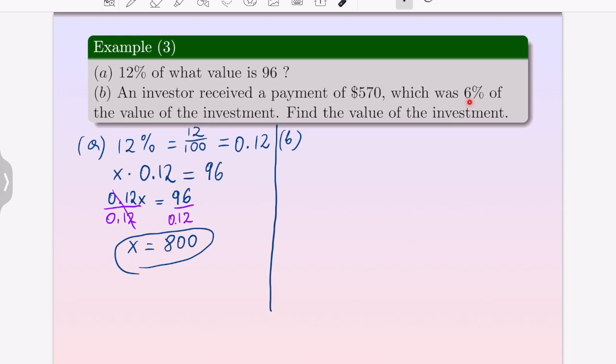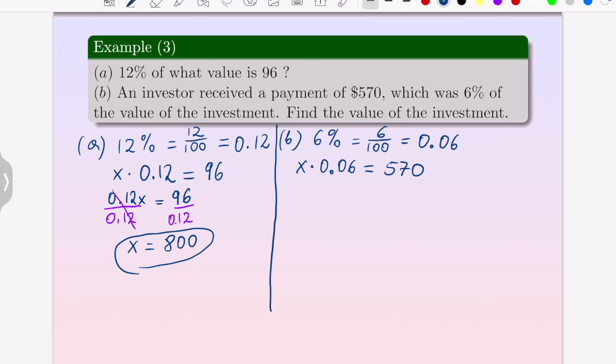So first we're going to change the percent into decimal. So 6%, that is 6 out of 100. We can either type it on the calculator, and it should be 0.06, or you can move the decimal 2 spots, 1 and 2. Then we use: original investment is x times the percentage in decimal form, so times 0.06, and this is equal to the final amount, in that case my 570.